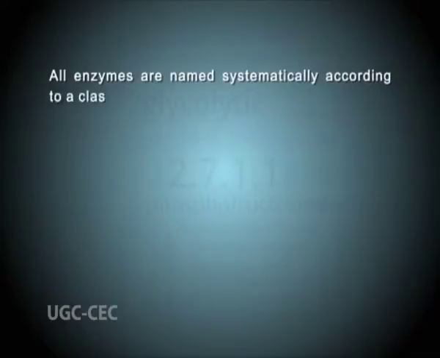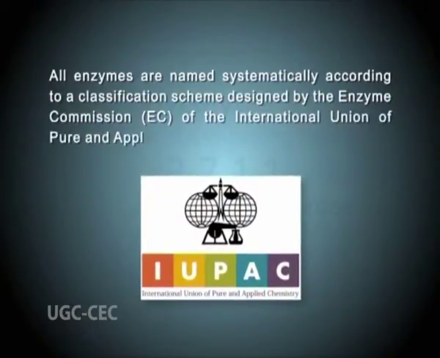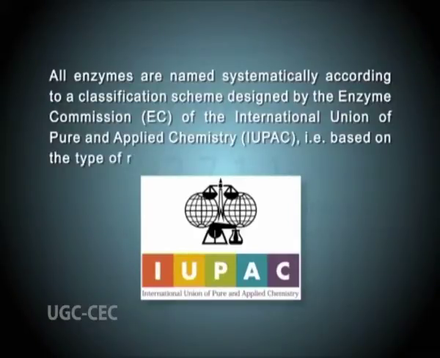Furthermore, because classification is based solely on the reaction catalyzed, there are cases where proteins of very different sequences catalyze the same reaction. All enzymes are named systematically according to a classification scheme designed by the Enzyme Commission, that is EC, of the International Union of Pure and Applied Chemistry, IUPAC, that is based on the type of reactions they catalyze.